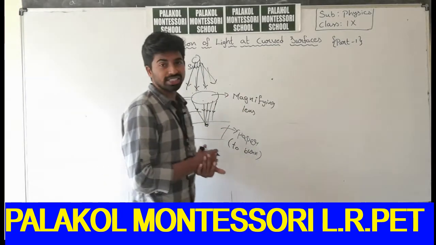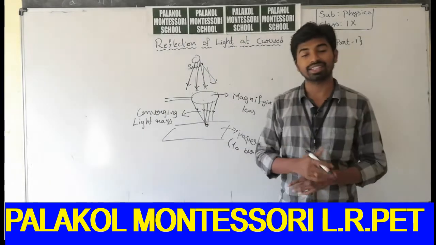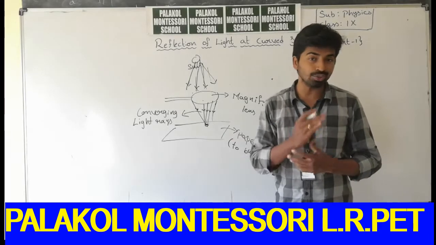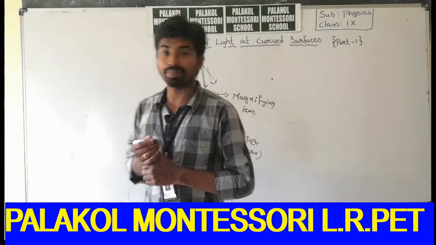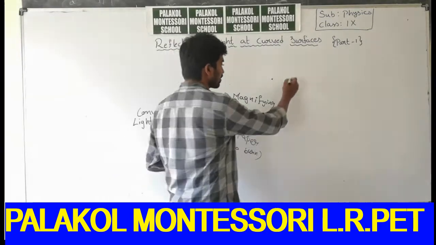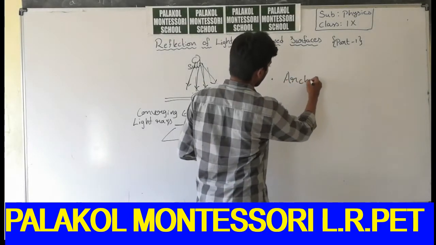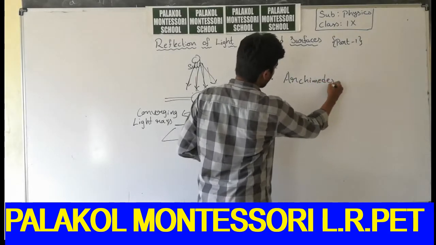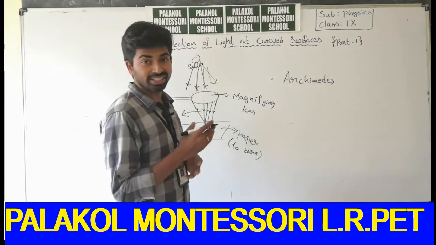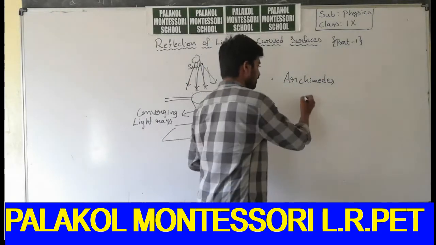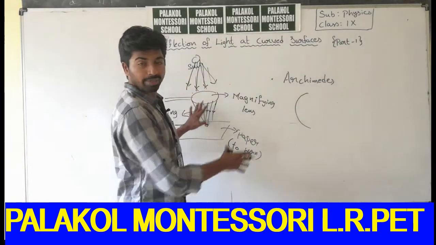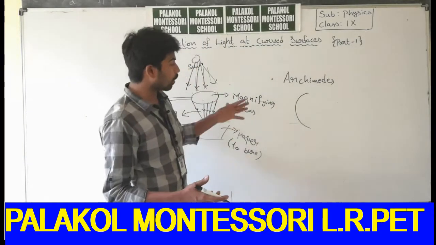So, my question is, can you use a mirror to burn the paper like that? In olden days, the philosopher Archimedes used a concave shaped mirror. I will explain it later. A concave shaped mirror is a curved mirror. So, you can achieve such an effect, the magnifying lens effect, by using a concave mirror.